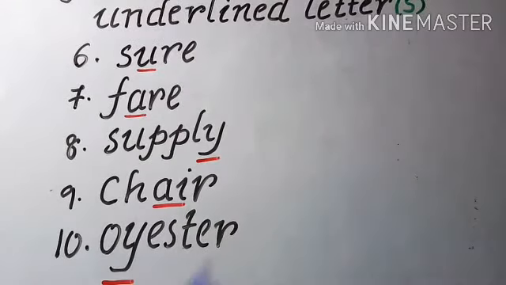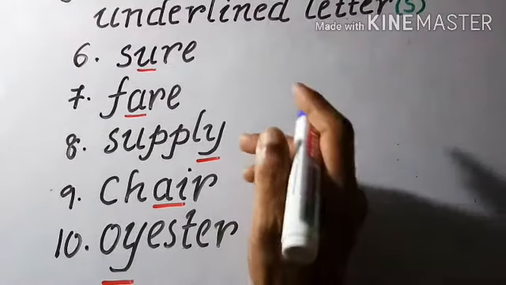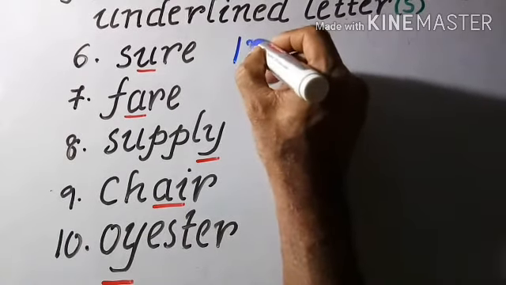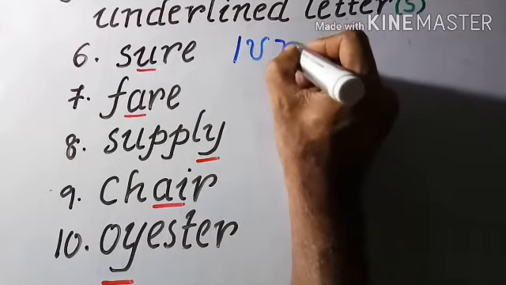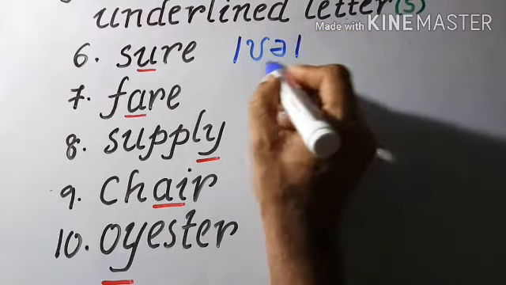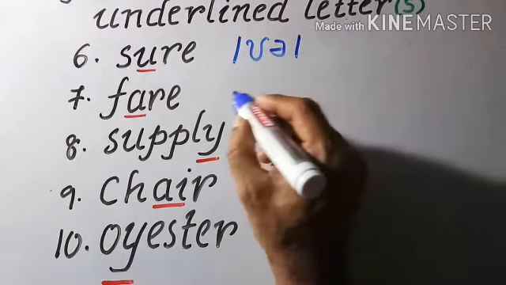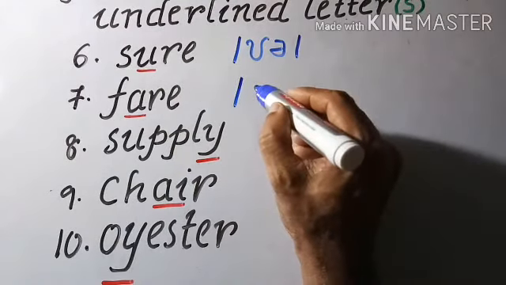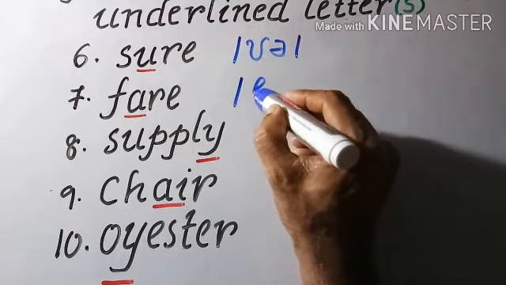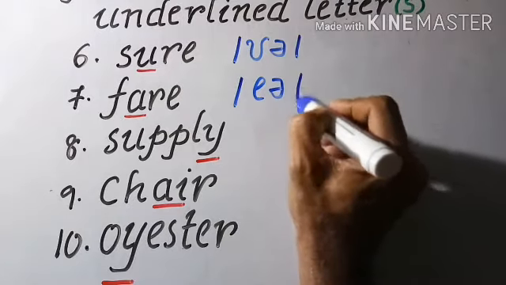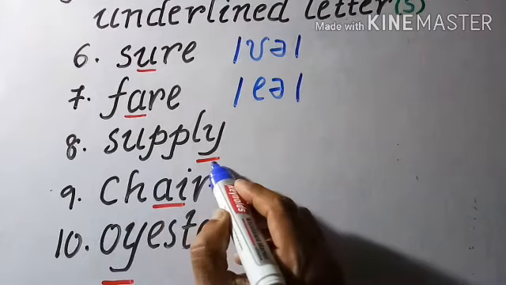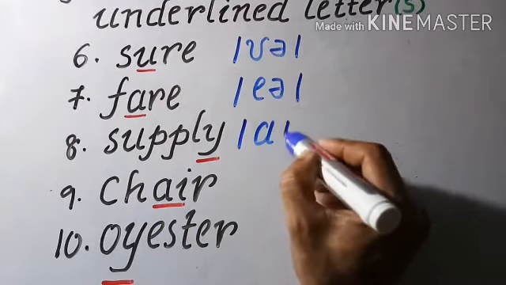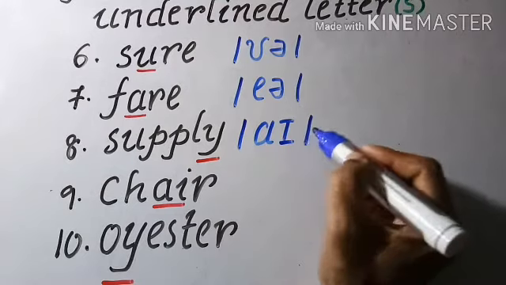Next one is S-U-R-E, sure. First one is U and sure. F-A-R-E, fair. A and mute fair. S-U-P-P-L-Y, supply. I. R and E, I, supply.